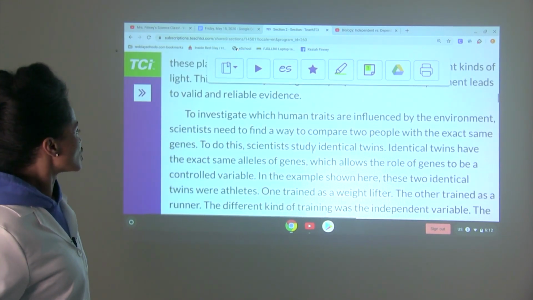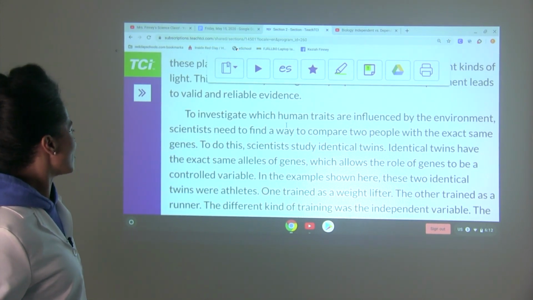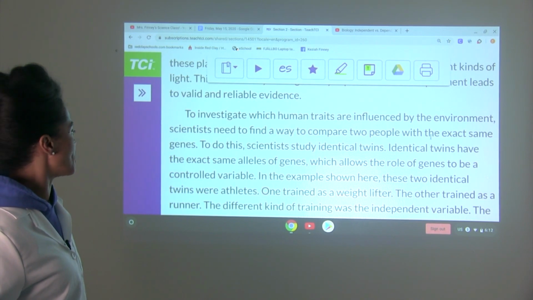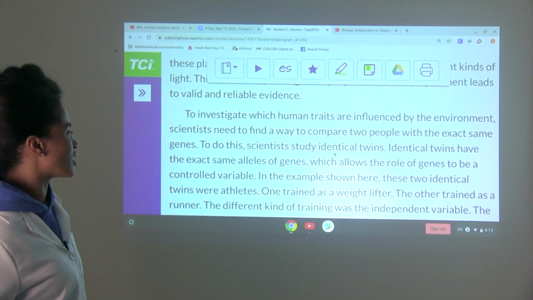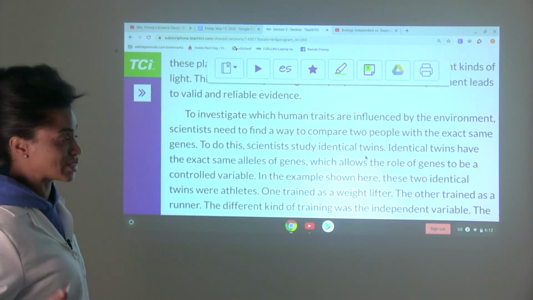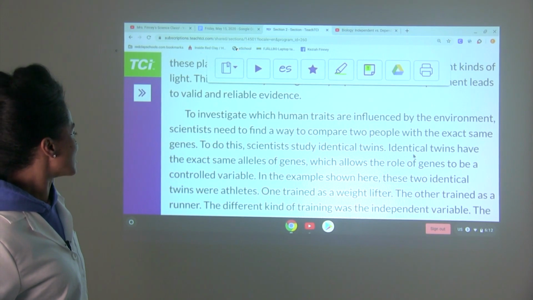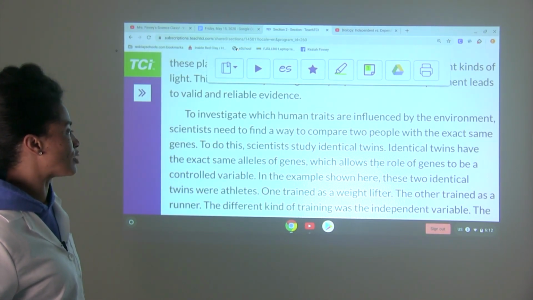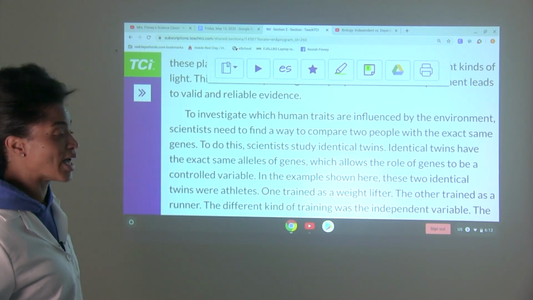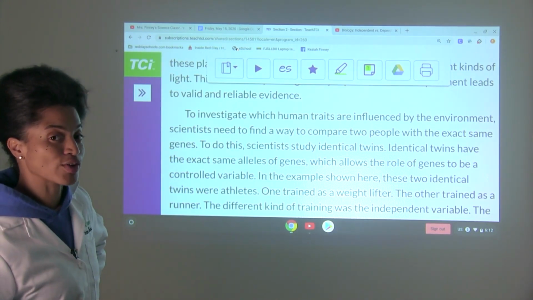To investigate which human traits are influenced by the environment, scientists need to find a way to compare 2 people with the exact same genes. To do this, scientists study identical twins, and we watched a video about that. Identical twins have the exact same alleles of genes, which allows the role of genes to be a controlled variable.